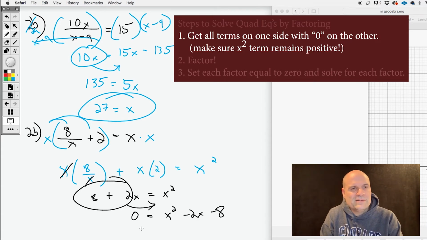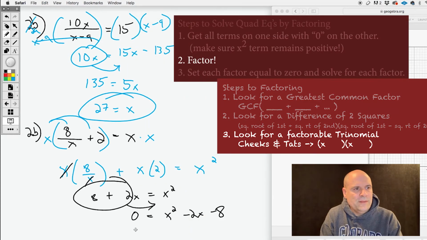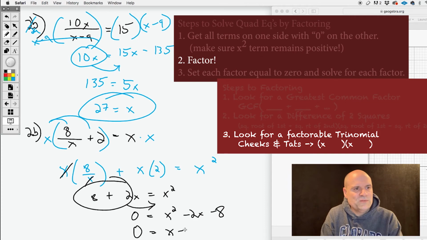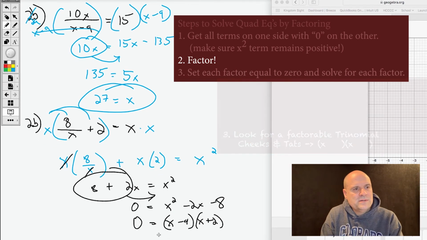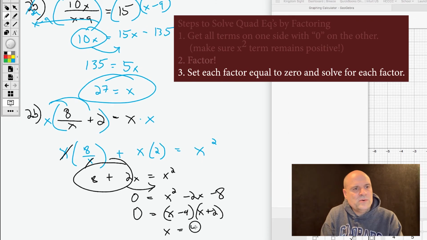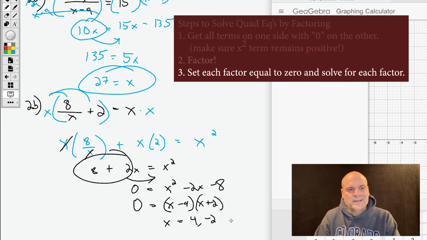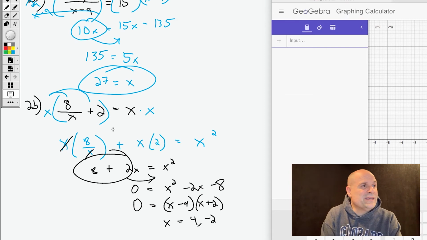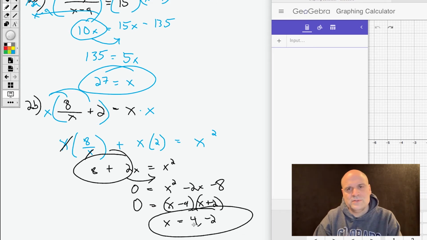Let's try to factor that. That does factor. x minus 4, x plus 2. So x is 4 or negative 2. Now, plug those in. Does that break anything? Nope. The only thing that'll break this fraction up here is a 0. So none of these are 0. So here's our two solutions.